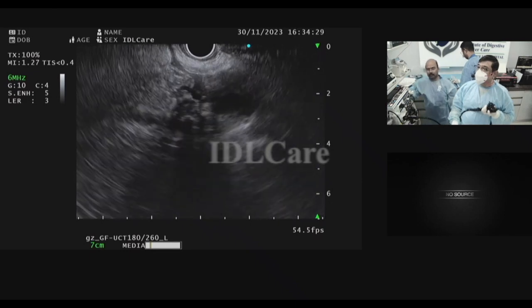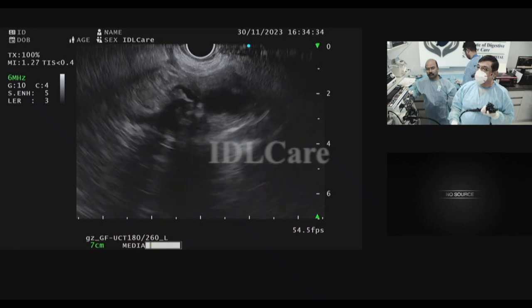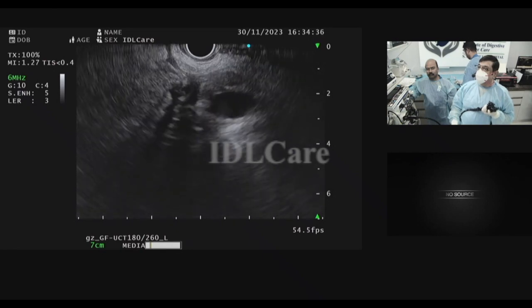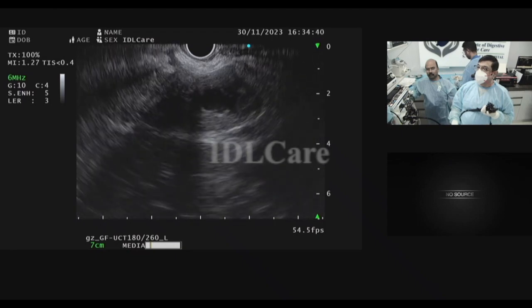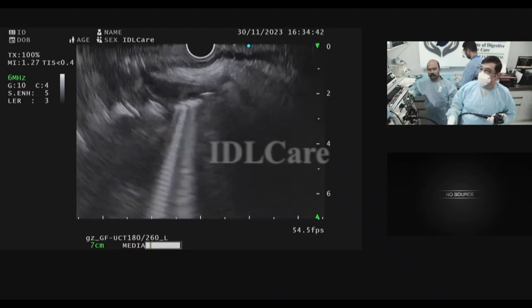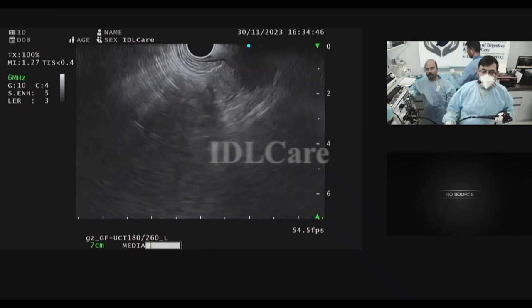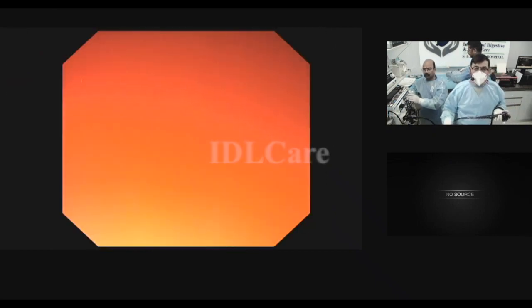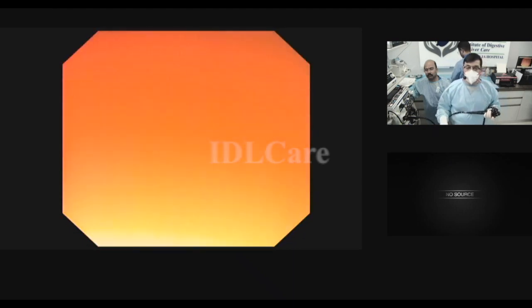I will try to focus it more. See that? There. It's a large stone. So we found that there is a CBD stone. Now let us quickly go to the duodenum with the endoscope. We will go to the duodenum and confirm our findings, what we have seen.